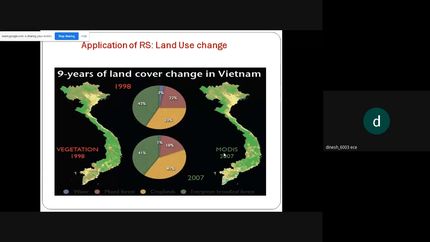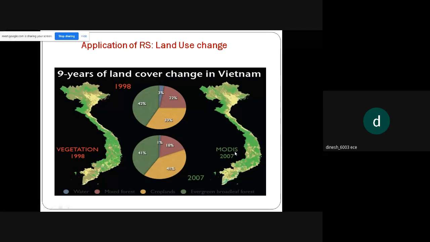Then land use change. So 9 years of land cover change in Vietnam, how it is being done. Okay, the blue indicates water, pink indicates mixed forest, yellow indicates croplands, green indicates evergreen broadleaf forest. So in 1998, the vegetation was like this. You can see that these are the parts. In 1998, it was being classified like this.